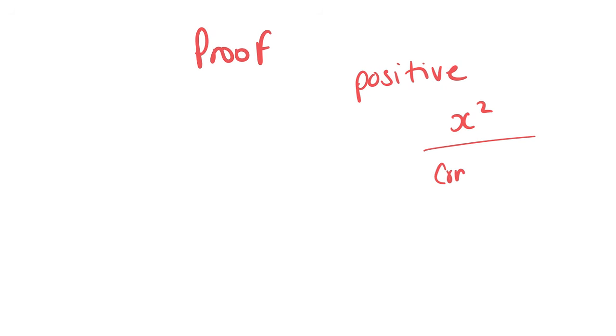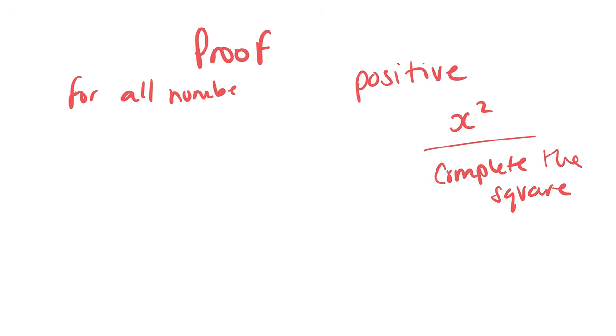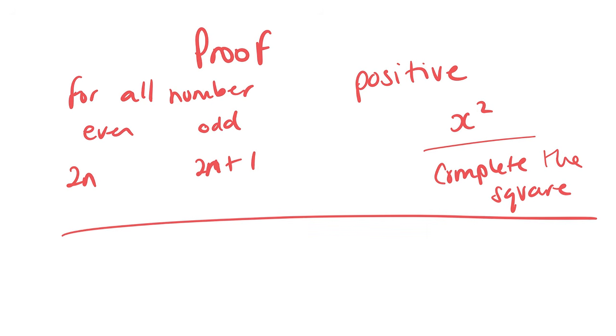Okay, proof, really important. Whenever we look at proof, remember, if it says something about prove it's positive, what do we know? Square numbers are always positive, okay? Maybe you have to complete the square, okay? Have a look at that. If it says prove for all numbers, remember to prove for even and odd, okay? Even is 2n, odd is 2n plus 1 or 2n minus 1, etc. Always write down everything, okay? And then make sure you put therefore proved at the end, or a nice sentence.